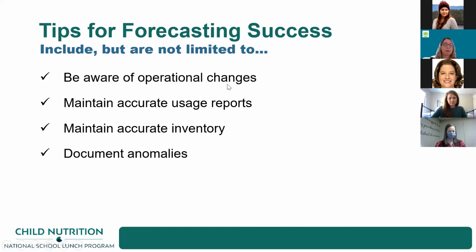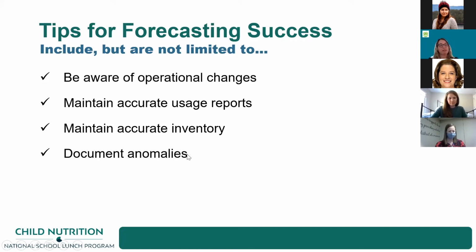So think about possibly having some commercial standbys that you can sub out in case you don't get that USDA food item. Maintain your accurate usage reports, which again goes back into forecasting as a whole, and utilize those usage reports to drive what you're going to order. Maintain accurate inventory, and then document any anomalies.